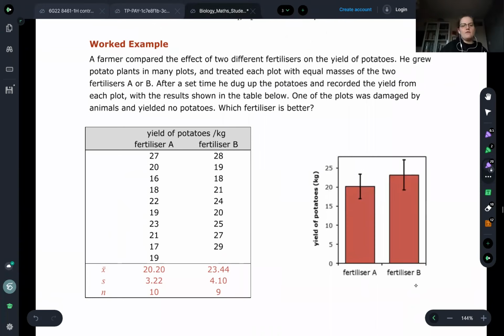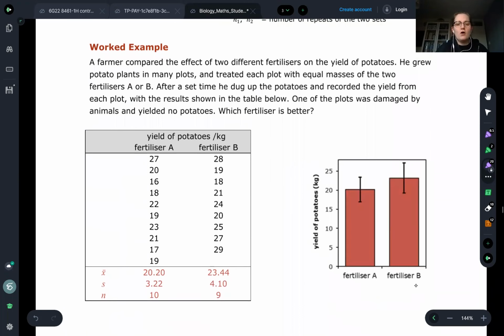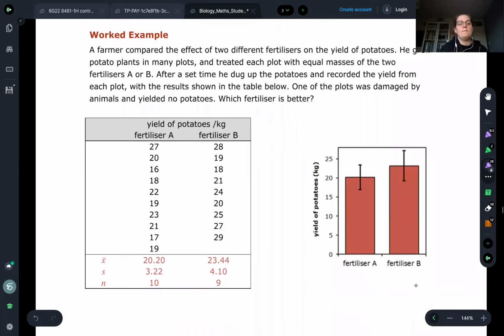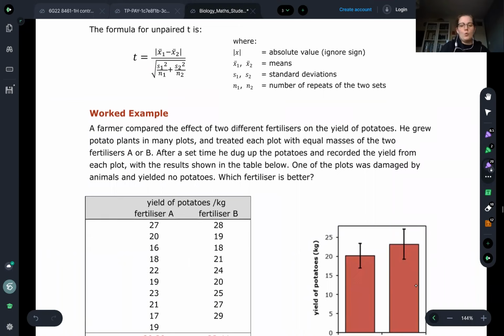Right, so a farmer compared the effects of two different fertilizers on the yield of potatoes. He grew potato plants in many pots and treated each plot with equal masses of the two fertilizers, A or B. After a set time, he dug up the potatoes and recorded the yield for each plot, with the results shown in the table below. One of the plots was damaged by animals and yielded no potatoes.